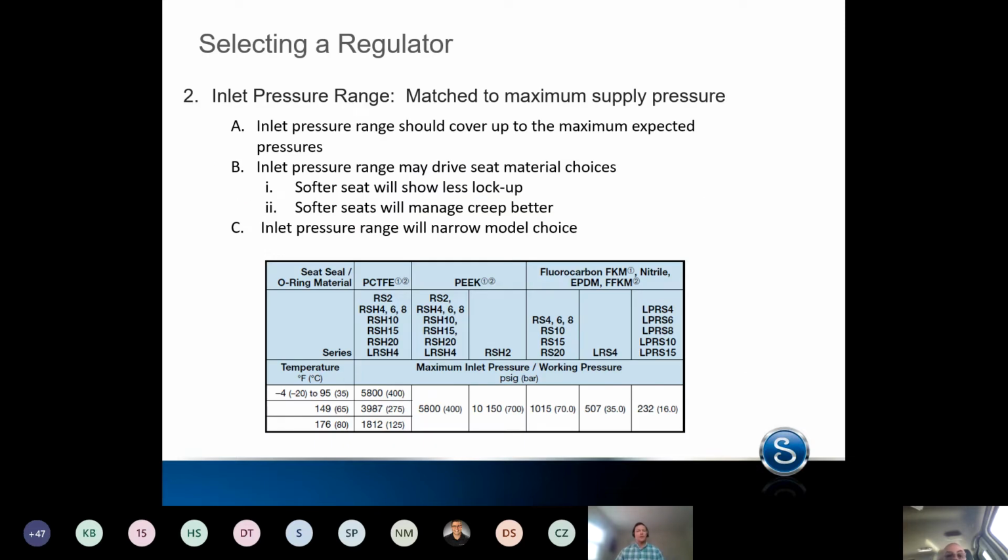So when selecting an inlet pressure, again, always match it to the expected supply pressure. Those softer seats, if you can use them. So this is a table from our RHPS, our process-oriented regulator series. And you'll notice that some higher pressures, you have to use a hard seat, right? Just because of the forces involved, you need to. But where possible, you will see better performance from that soft seat. So you'll see better lockup, they'll manage creep better. And so it's always good where you can to use a soft seat if those types of things are a concern.